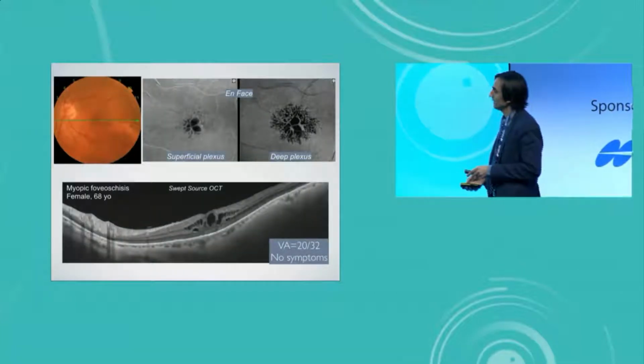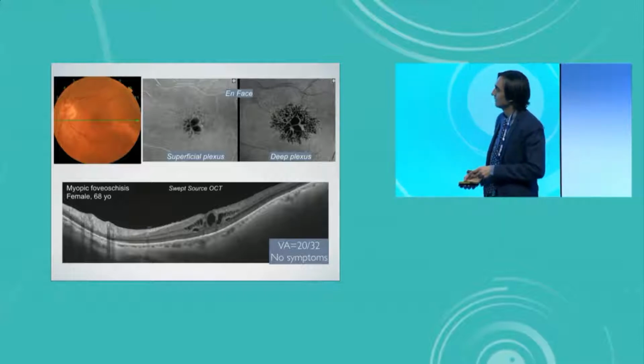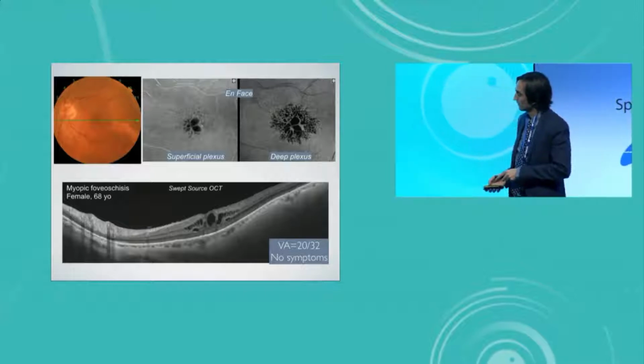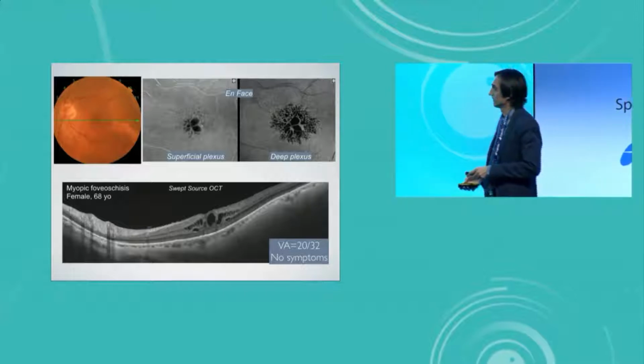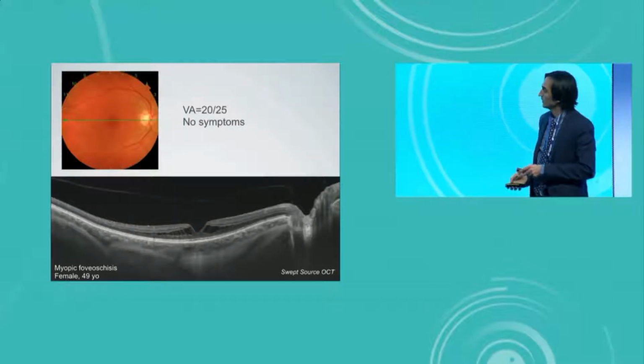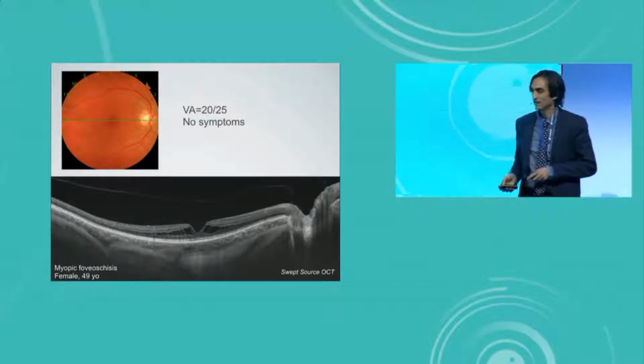In the first one, we can see that myopic foveoschisis was present, very nicely seen with these en-face images. But the patient was asymptomatic with a relatively good visual acuity. Next case, again without symptoms, very good visual acuity with this typical myopic foveoschisis in this young lady.